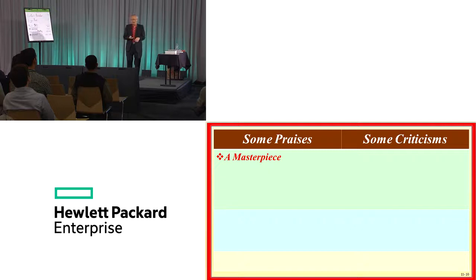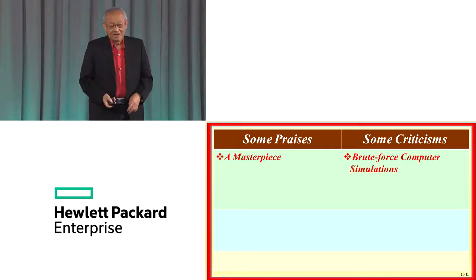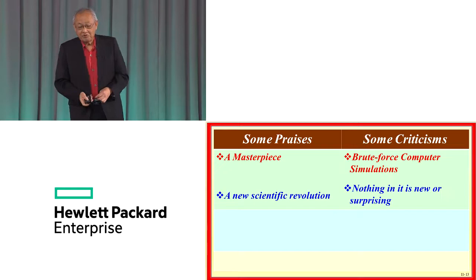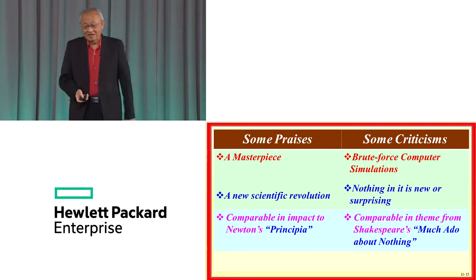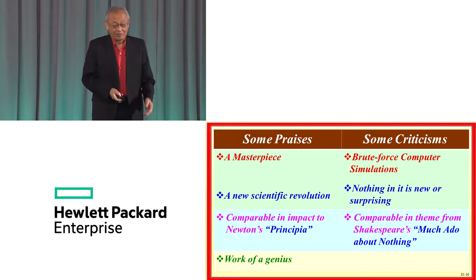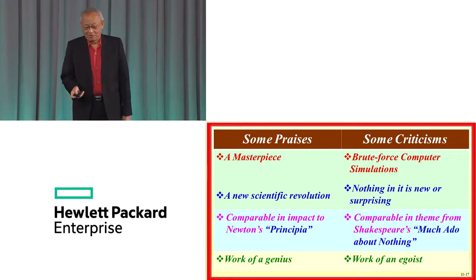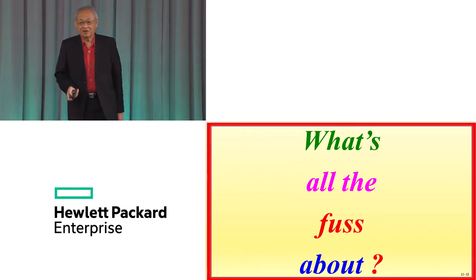So I'll just quickly say, a lot of people say it is a masterpiece. And I agree with it in some sense. But some say it's a brute force computer simulation, so it cannot be a masterpiece. There are people who say it's a new scientific revolution. But there were people who said that there's nothing new in it that is really surprising. There were people who said this is comparable in impact to Newton's Principia. In fact, Wolfram himself hinted at that, okay? And there were others who said that it's comparable to Much Ado About Nothing. And of course, a lot of people agree it's a work of genius. And others, who would rather be more negative, say it's the work of an egoist. And they're all true in some sense, okay? So what's all the fuss about?